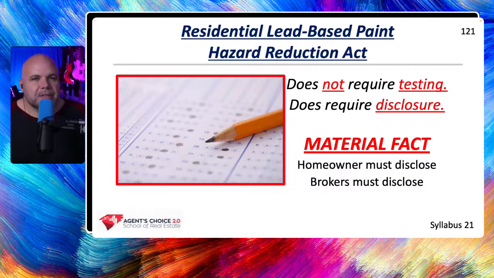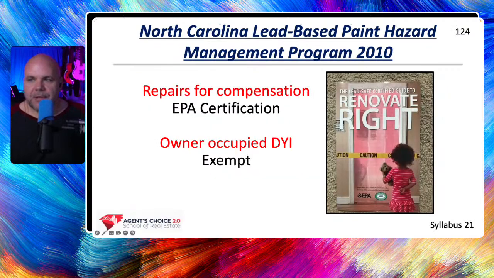If that happened at some point in their ownership, then they're going to know, oh yes, it did test positive for lead. Therefore, they need to check the box that it tested positive for lead, because that is a material fact. Homeowners must disclose if they know that it has lead-based paint. They're not required to find out, but it might have it because it was built before 78. And we as brokers have to disclose as well.